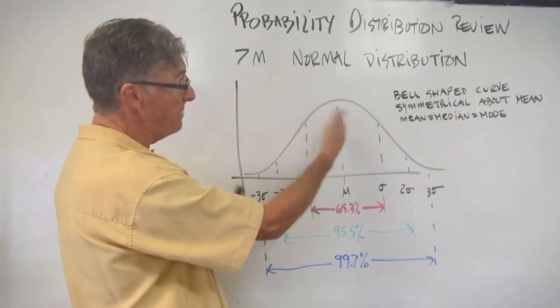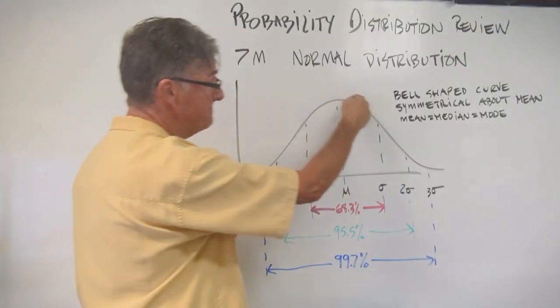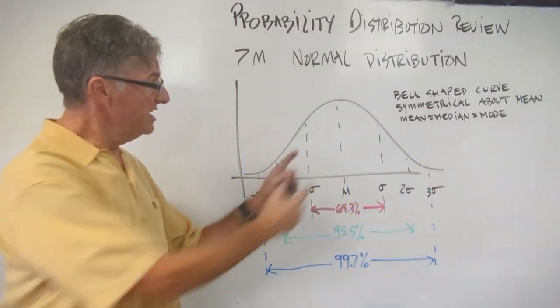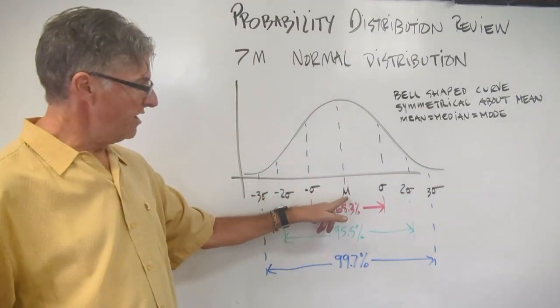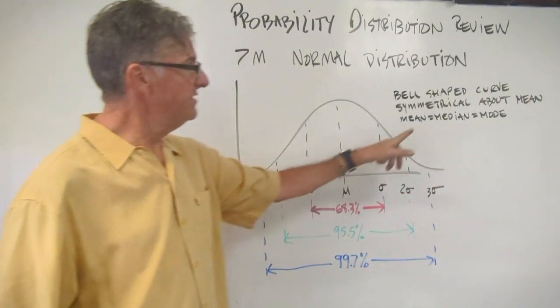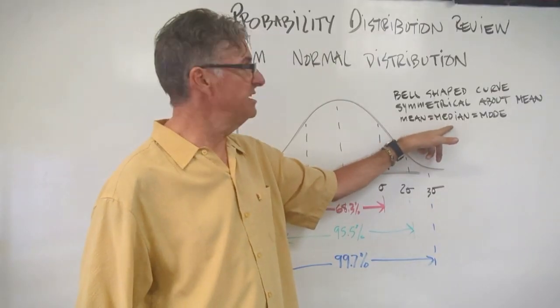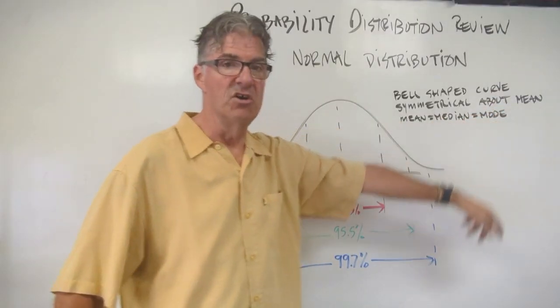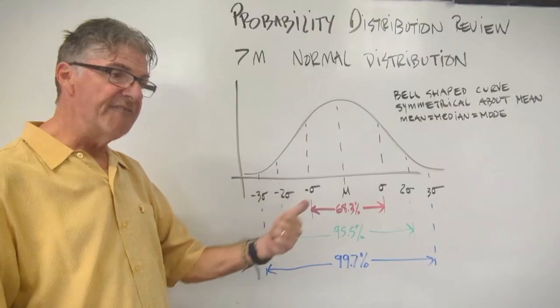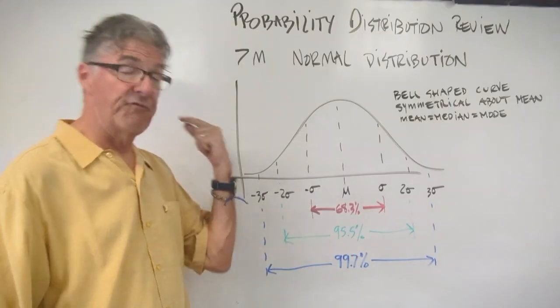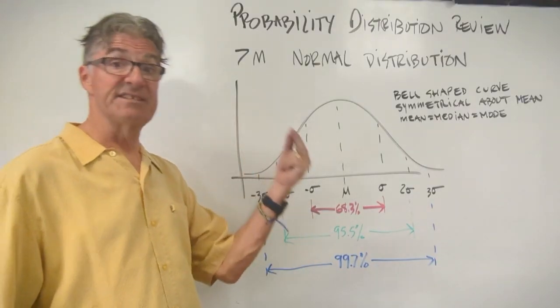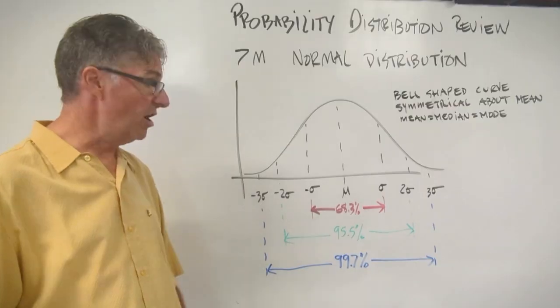It's symmetrical about the mean, so the curve is the same shape going either way from the mean, which is right here. We use mu for mean, and the mean is the same as the median, is the same as the mode. So another way to say it is the average is the same as the most frequent number, is the same as the middle number. So all three of those are the same.